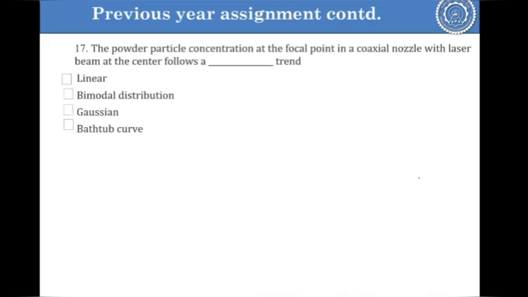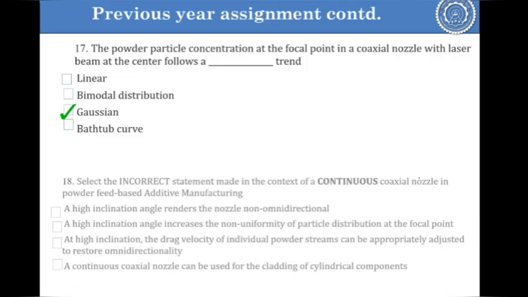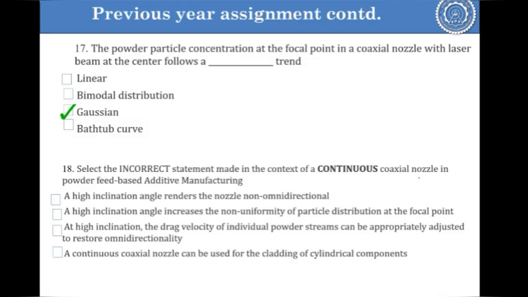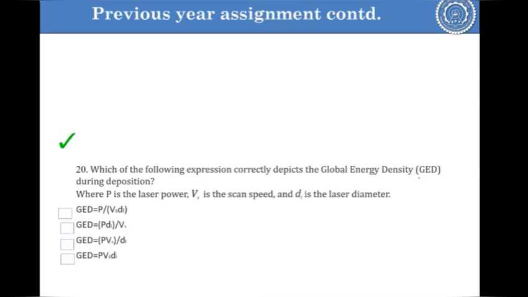The powder particle concentration at the focal point in the coaxial nozzle with laser beam at the center follows the Gaussian trend. Select the incorrect statement in the context of continuous coaxial nozzle in powder feed-based AM. At higher inclination angle, the drag velocity of individual powder can be appropriately adjusted to restore the omnidirectionality.